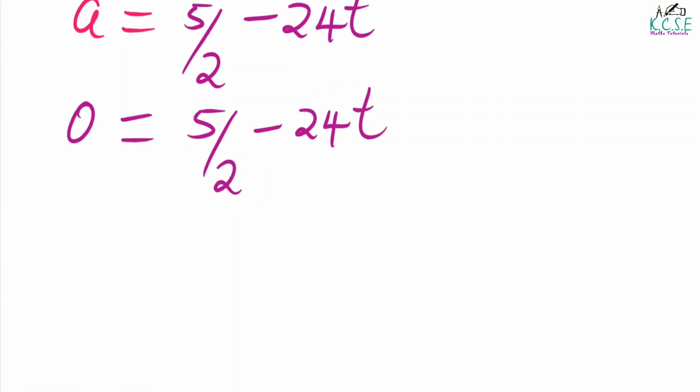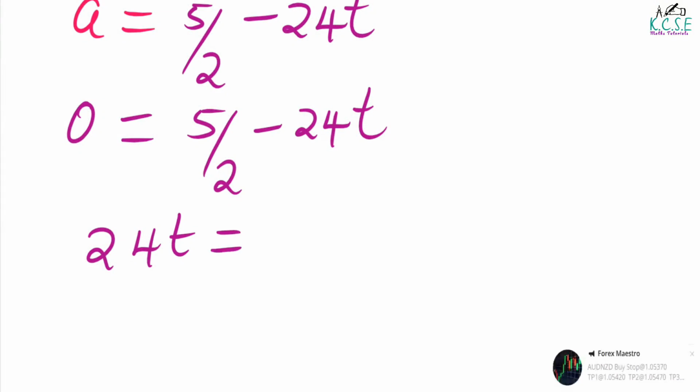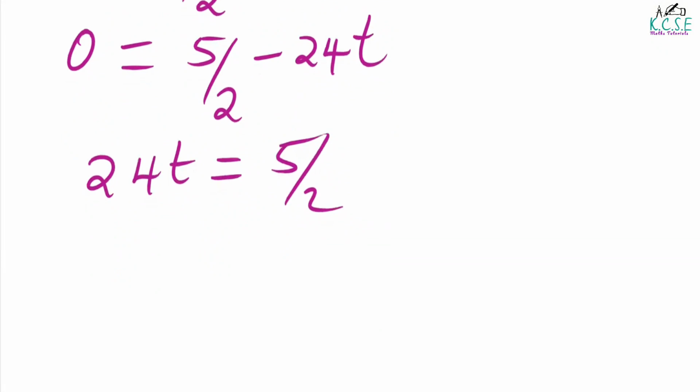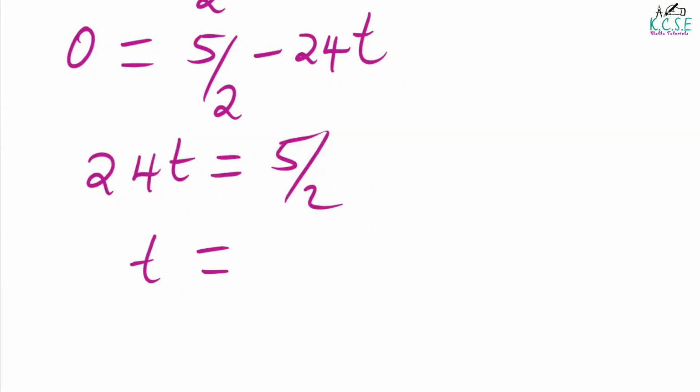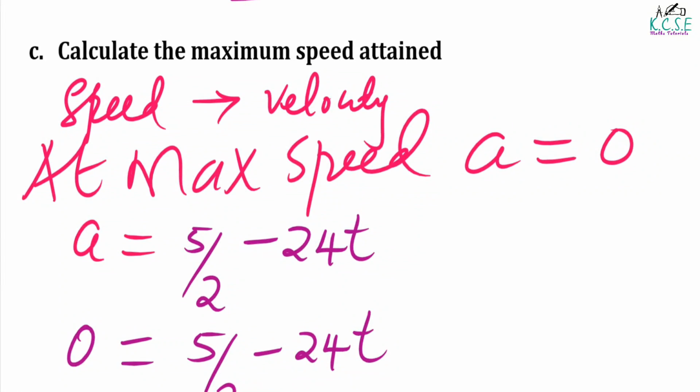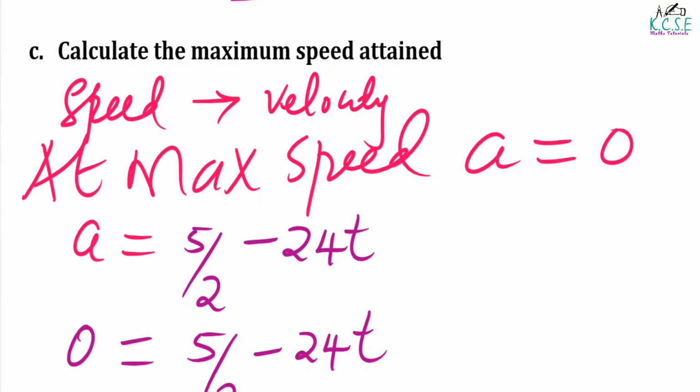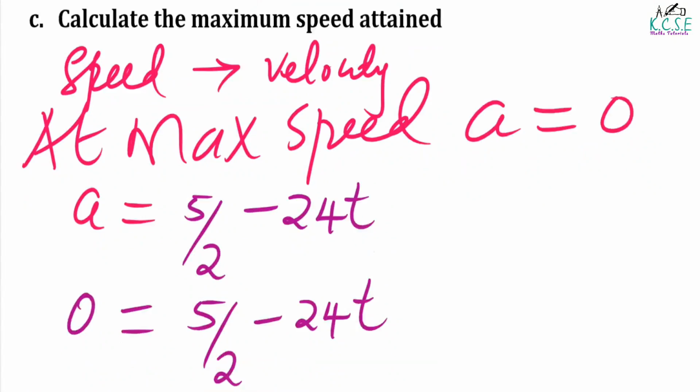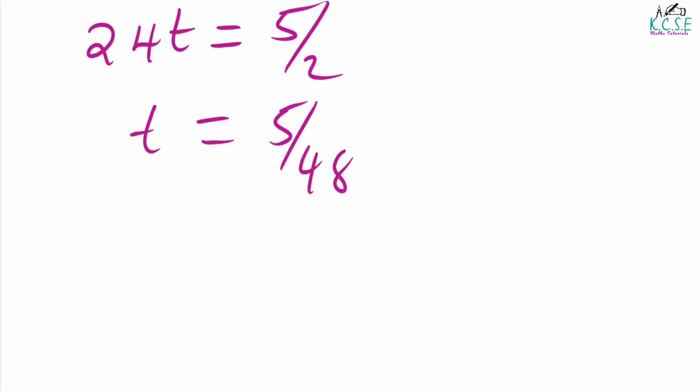So working out this, you get 24t is equals to 5 over 2. So t, therefore, will be given by 5 over 48. So this is the time when it attains the maximum speed. That is 5 over 48 seconds.